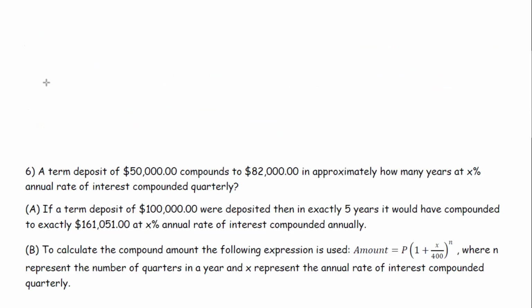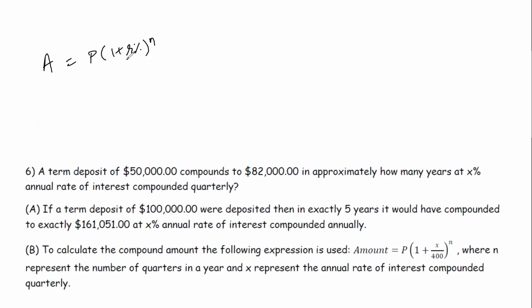And so usually this is the formula. Amount is P into 1 plus R, where R is the rate as a percentage, raised to N. N is the number of times it is getting compounded. All right. Anyway, so X% annual rate of interest compounded quarterly.